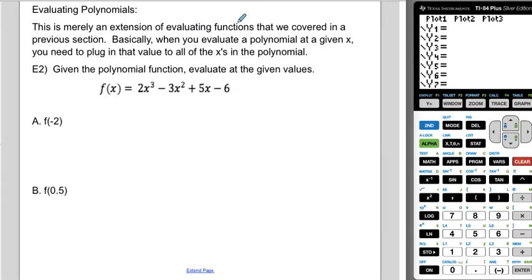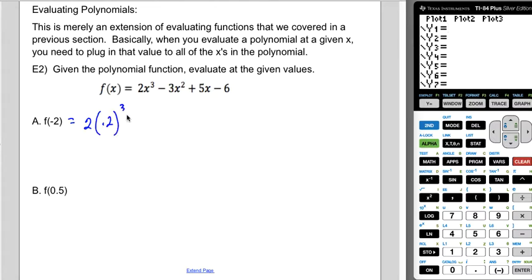Evaluating polynomials. So this is merely an extension of evaluating functions that we covered in a previous chapter, right? Basically, when you evaluate a polynomial for a given x, you need to plug that x into all of the spots in the polynomial. So when we plug in f of negative 2, I'm going to need to make sure this is a 2.